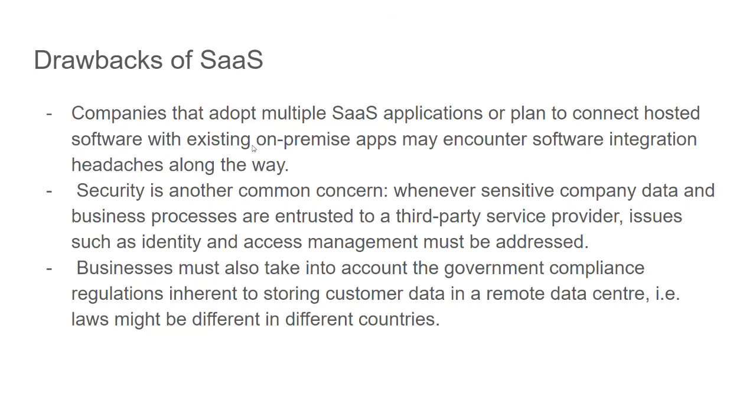Connecting hosted software to existing on premise apps: because you don't physically host the server, it's off premise. You're licensing the server, so there are software integration headaches. Security, as I said, involves sensitive company data, and there are data breaches, since you physically cannot respond to them. It depends on the company which you're licensing, the third party service provider. Identity and access management is a very big threat. Customers' data can be stolen, employees' data can be stolen. There are a lot of vulnerabilities.